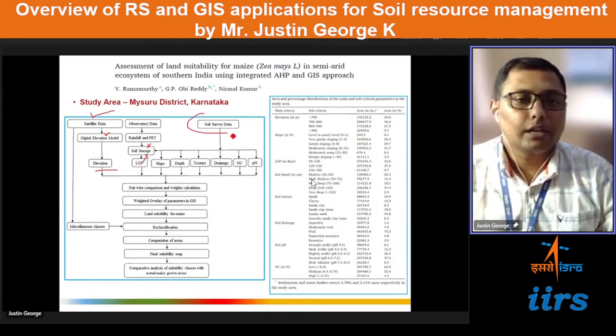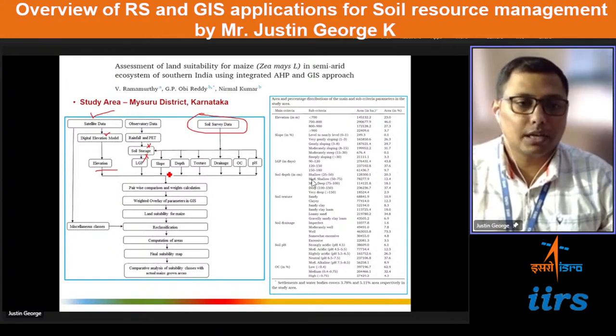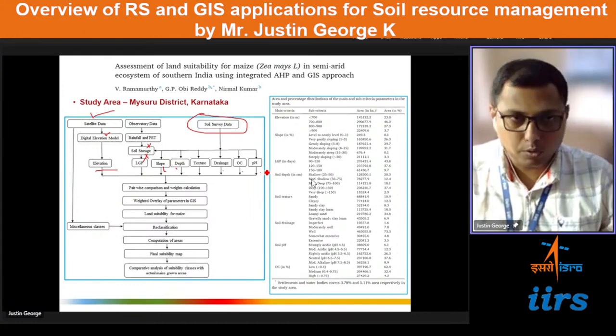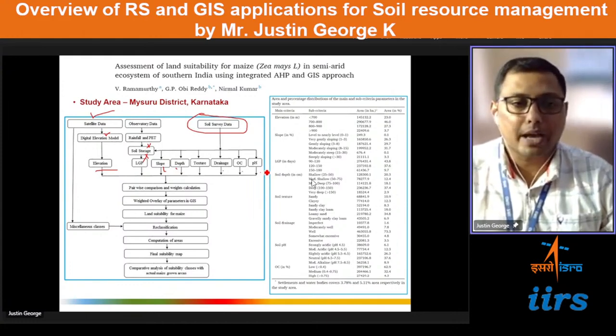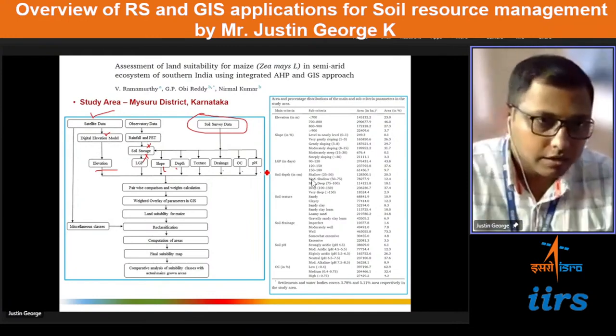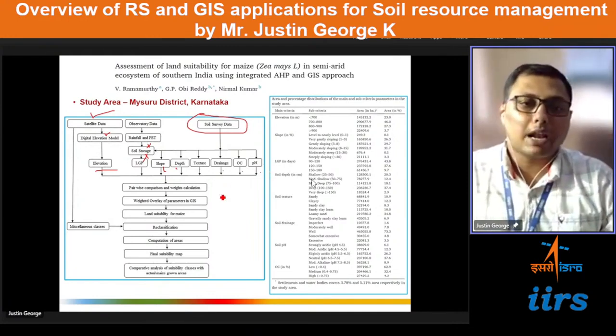Then they conducted a detailed soil survey by visual interpretation of multispectral data for identifying the various soil sampling units, and they generated the database comprising the details of various locations of the different sampling units in the area with respect to slope, depth, texture, drainage, organic carbon, as well as pH. Then all these different factors underwent a pairwise comparison for identifying the differences in their weightages, because certain parameters will be more important for a particular crop in comparison to others. So it's basically the pairwise comparison.